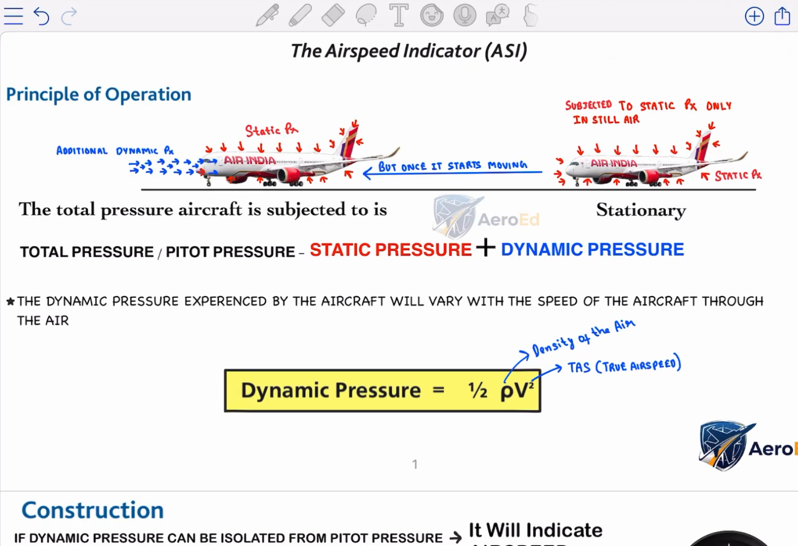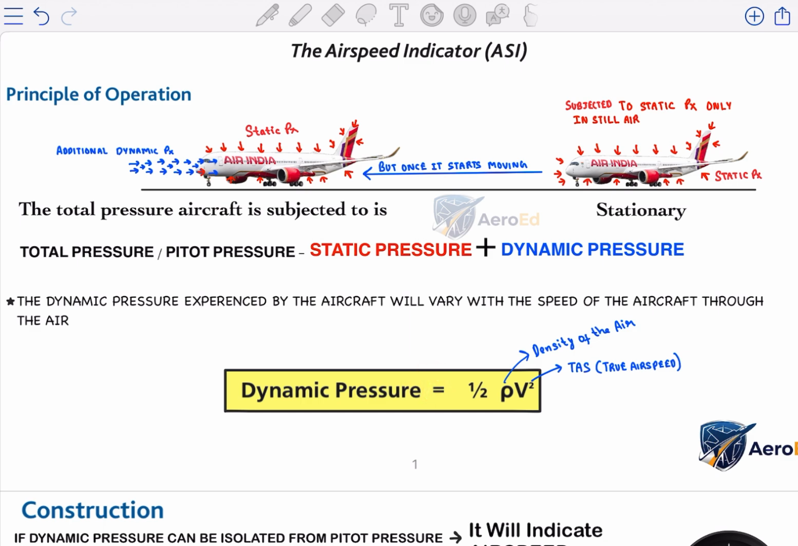I'm going to explain how dynamic pressure is dependent on the density of the air. If we increase the density of the air, it means more air molecules hit the leading edges of the aircraft and thus more pressure is exerted on the leading edges, increasing the dynamic pressure.